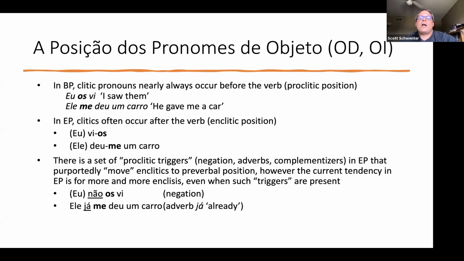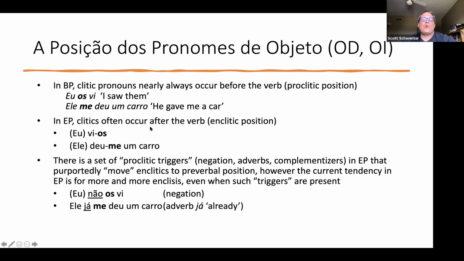Okay, so let's talk about object pronouns, because these can be quite different from Spanish. So in Brazilian Portuguese, these what we call clitic pronouns or atonic pronouns, pronombres átonos, nearly always occur before the verb, right? So eu os vi, I saw them. Ele me deu carro, he gave me a car, right? So just like in Spanish, you have yo los vi, right? Él me dio carro. It's pretty much the same.